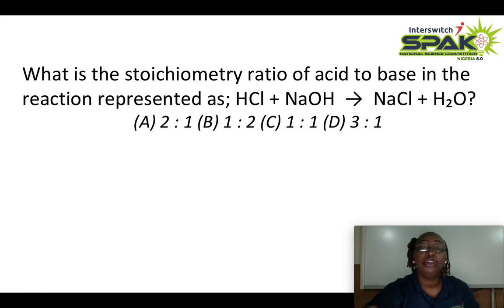What is the stoichiometry ratio of acid to base in the reaction represented as hydrochloric acid reacting with sodium hydroxide to give sodium chloride and water? If you look at this reaction, what they need you to do is to balance the reaction. So in what ratio is the acid reacting to the base? It's a direct question, very easy as well. It is ratio 1:1. By the time you balance the reaction, you realize that the reaction is balanced, and the ratio of acid to base is 1:1.